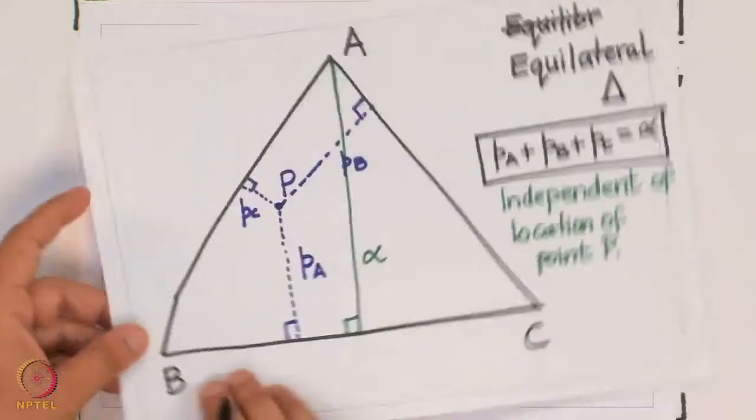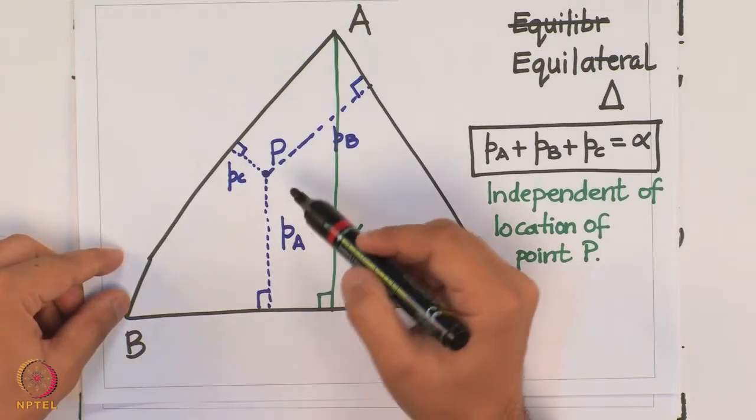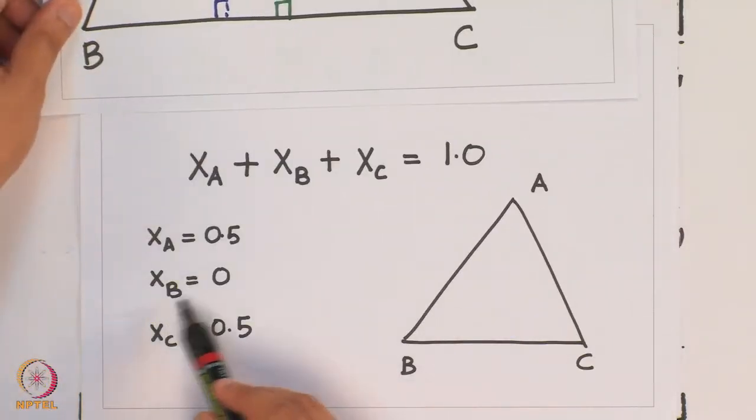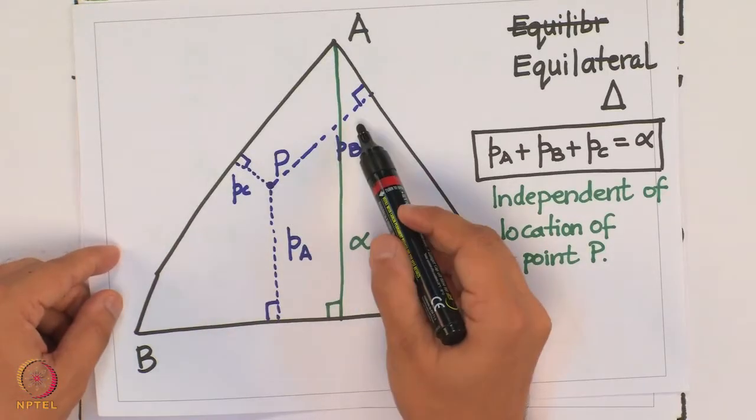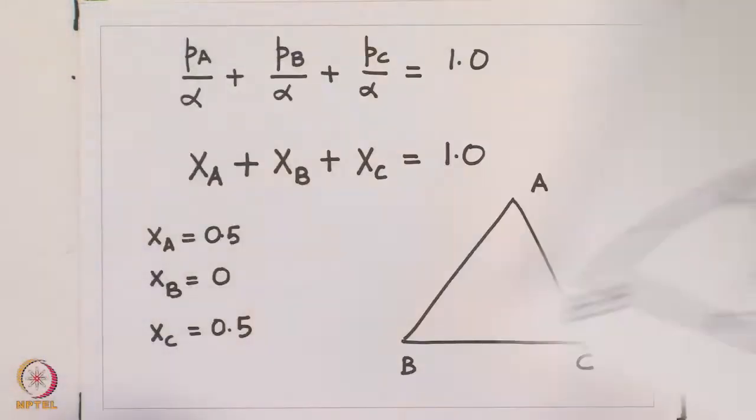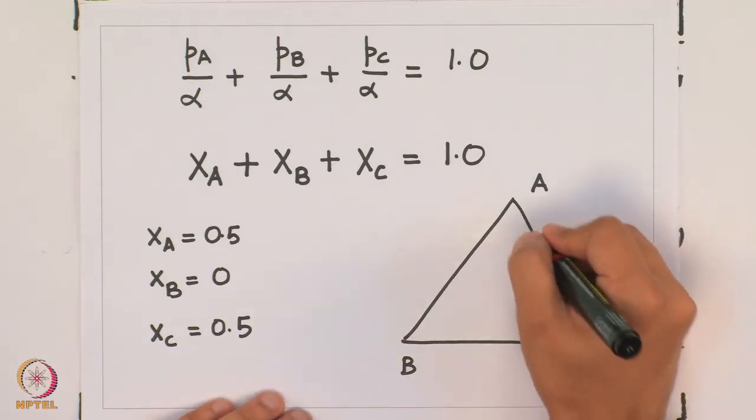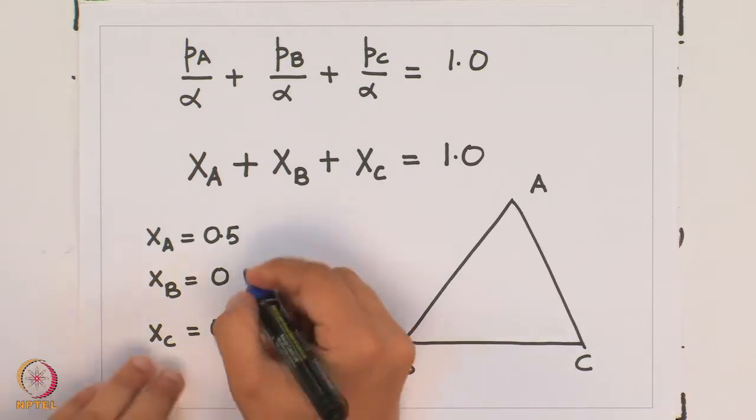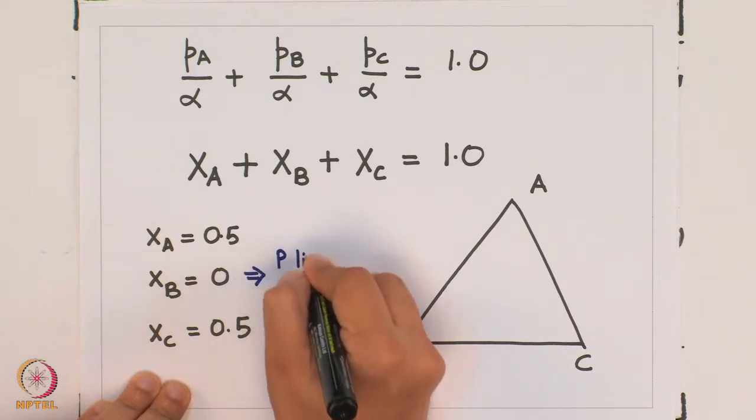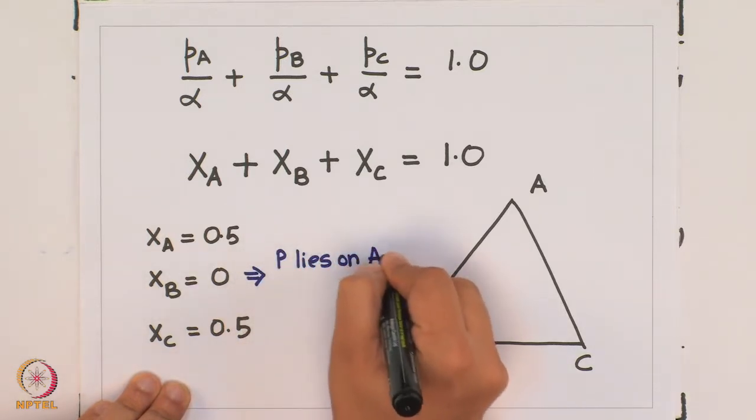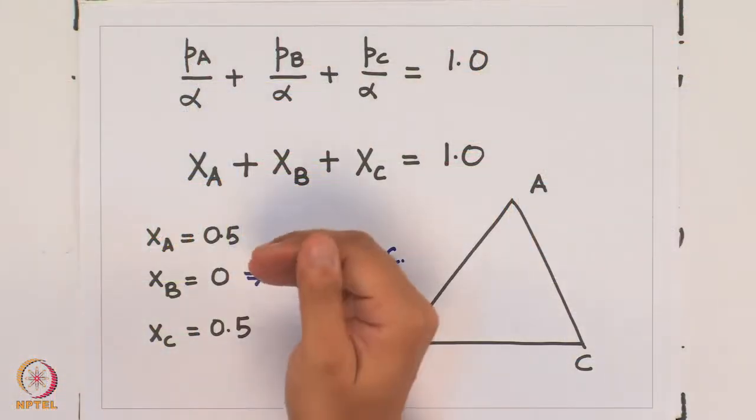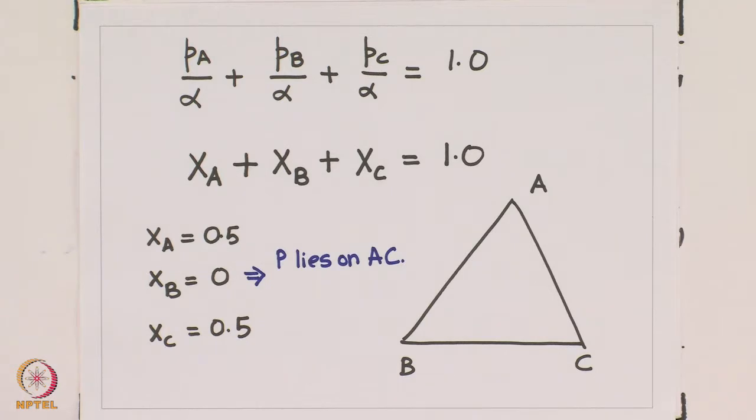Because remember, the fraction of B individuals is given by the length PB divided by capital alpha. And if XB is equal to 0, which means PB has to be equal to 0. So, PB equal to 0 means that point P lies on line AC. Right. So, this implies that P lies on AC. Again, what I am trying to do here is locate point P on this equilateral triangle, which represents the 3 species present in the fractions that we have talked about here.